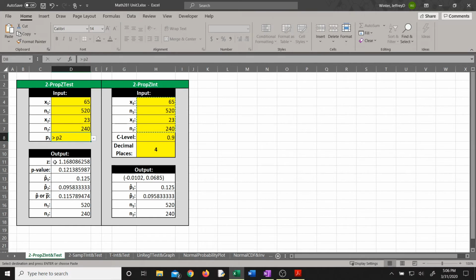In general, unless it specifies it in the problem somewhere, typically the first proportion that it talks about or gives numbers for is P1, and the second population, or the sample that it talks about, will represent 2.